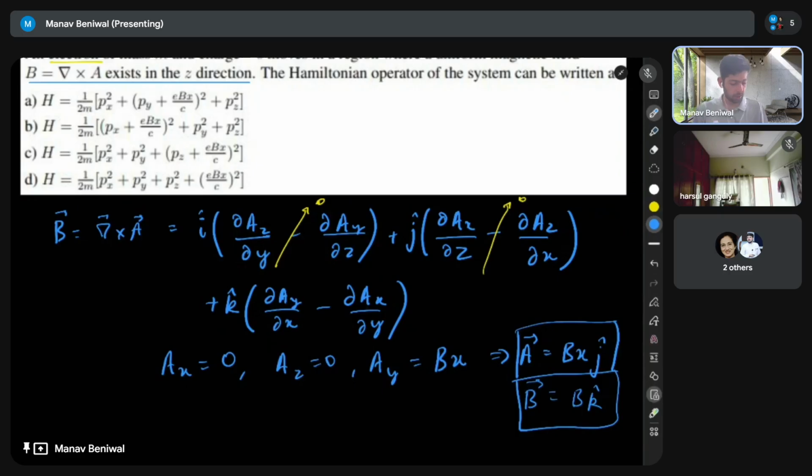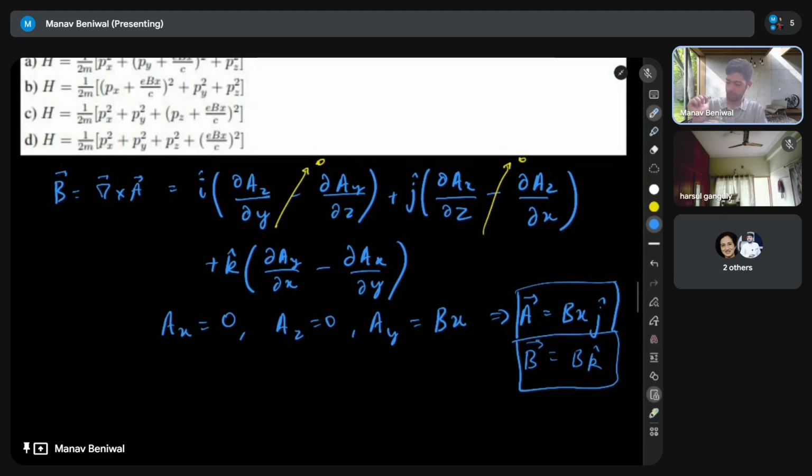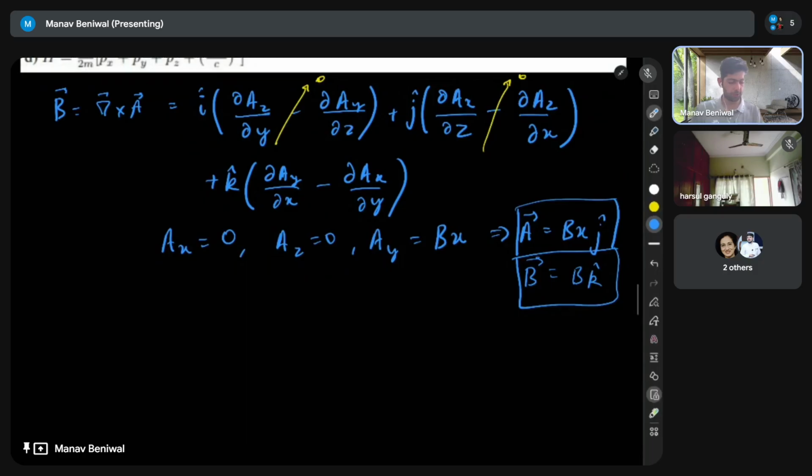Okay, so then we have this thing. In that last class, we had also written our conjugate momenta, if you remember. So our conjugate momenta was basically P plus eA by c, right? And so therefore our Hamiltonian H will be 1 by 2m, and then the square of this thing. So this will correspond to our kinetic energy, basically P squared by 2m.